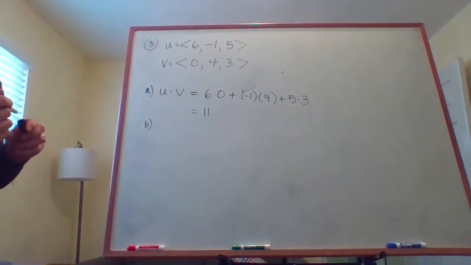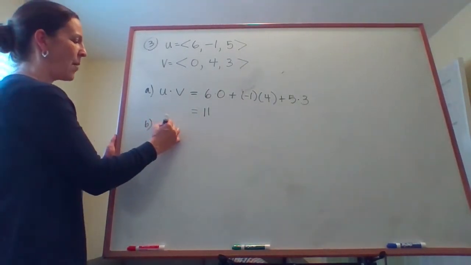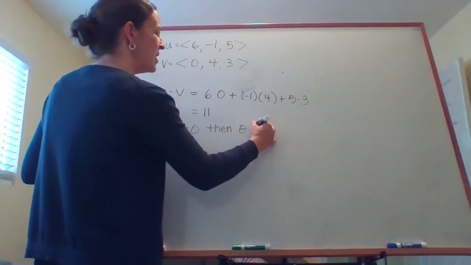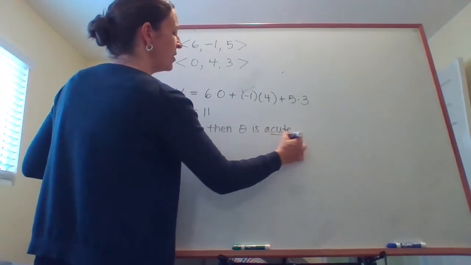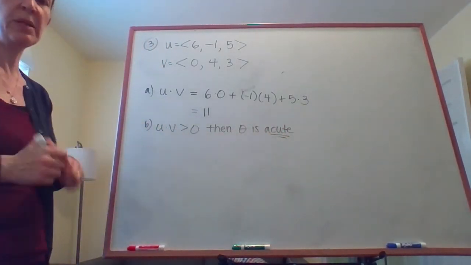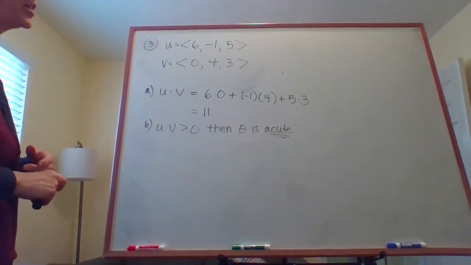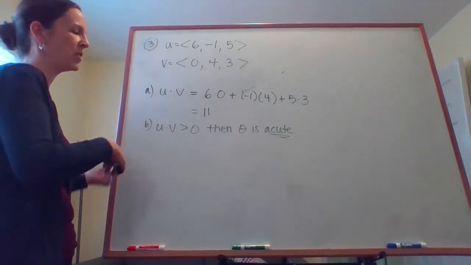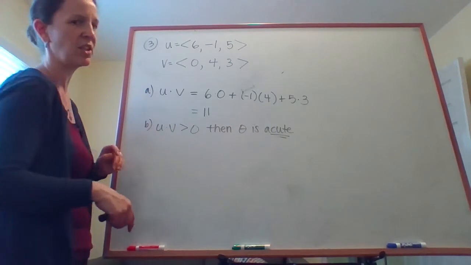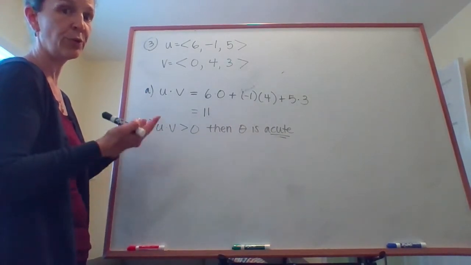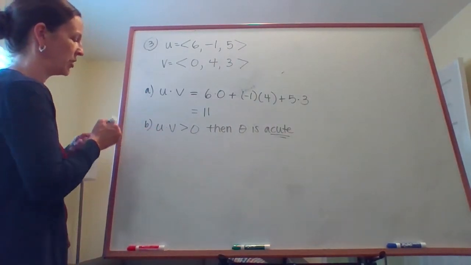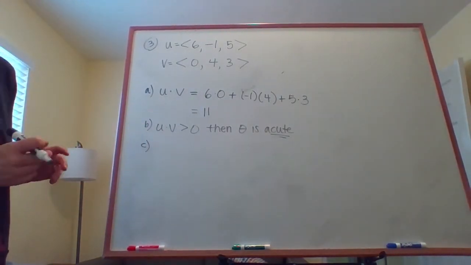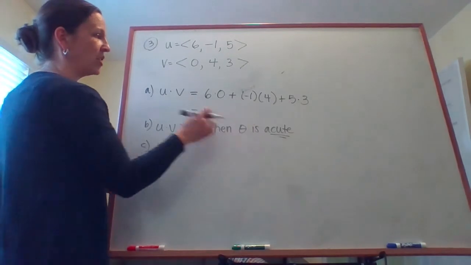In part B, I was looking for you to say, because the dot product is positive, then my angle is acute. I'm looking for some reference to it being an acute angle because the dot product is positive. Remember, if the dot product's negative, the angle is obtuse. If the dot product's positive, as in this case, it's acute, and if the dot product is 0, the two vectors are orthogonal to each other. In part C, I was looking for you to find the value of theta. We know it's acute, now find it.